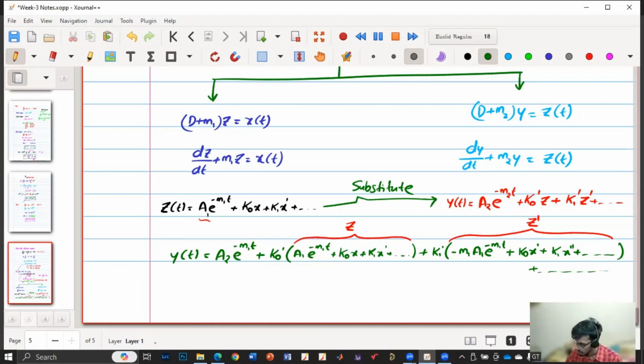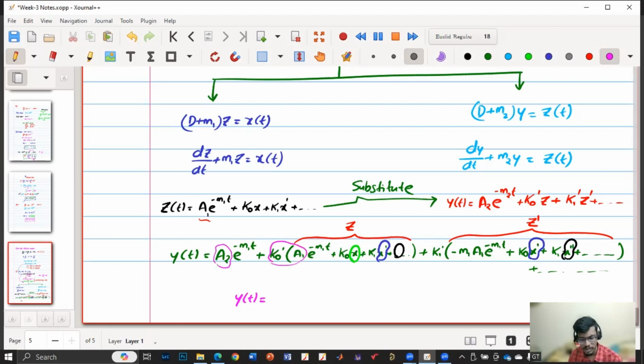Yes, sir. So now what I'll be doing is, say here there is some x coefficient, here also, and there is no x coefficient elsewhere. Here there is an x dash coefficient, and here there is an x dash coefficient. Here and here there is an x double dash coefficient. So I'll segregate everything and write a generalized formula. In general, I can write y of t is equal to, so there are two coefficients here: the e to the power minus m1t coefficient and the e to the power minus m2t coefficient.